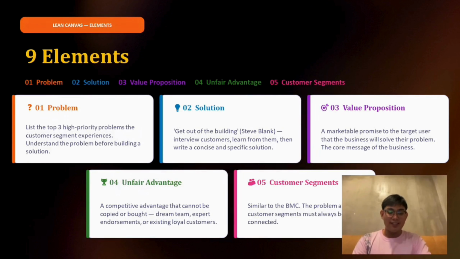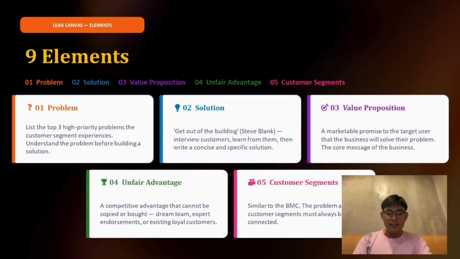As I discussed a while ago, it is why customers should choose the products. And next is the unfair advantage, which is a competitive advantage that cannot be copied or bought. A good example of this po is the exclusive materials that we use in such things po, or something rare or hard to find materials.